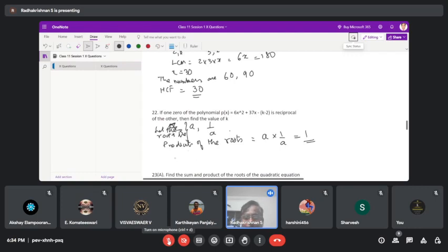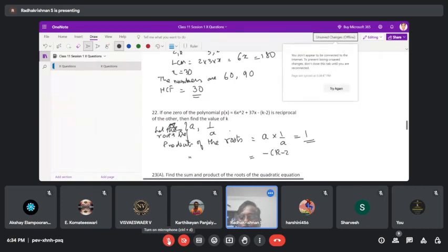C by a, right? What is C here? Minus k by 2. That is your C. A is 6.